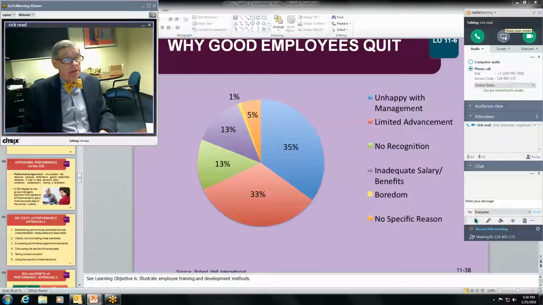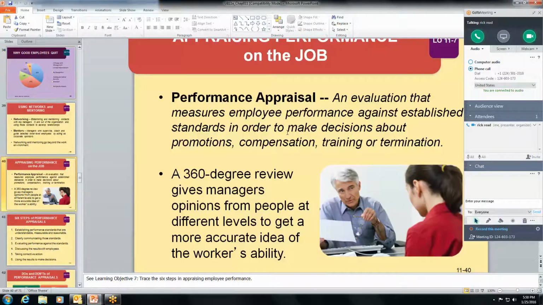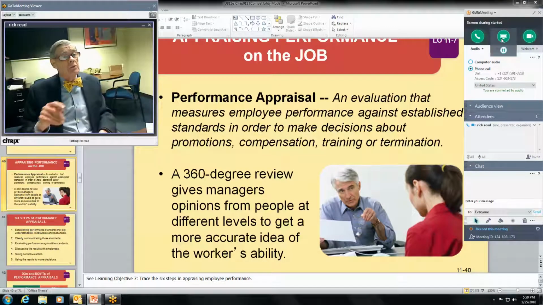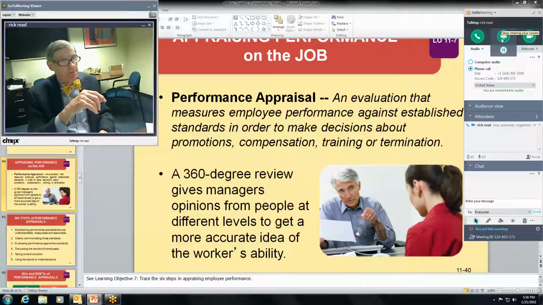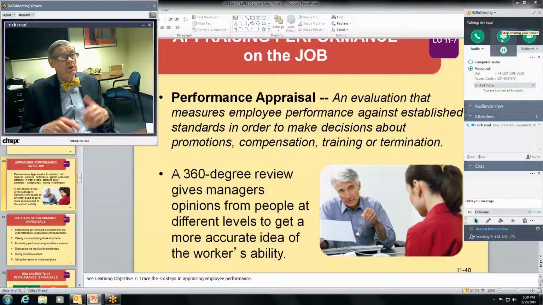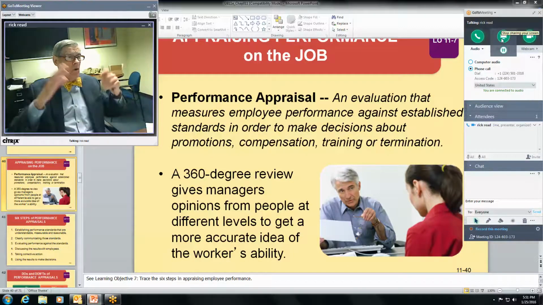We appraise performance for a number of reasons. We want to know how people are doing, if they're doing their job, and we appraise performance against published standards. That would be from the job analysis, job description, job specification. 360-degree is popular today. That is a combination of the supervisor, the employee him or herself, and other people he or she interacts with, customers, suppliers, etc. The idea is it's a holistic type of evaluation that gives a good view of what an employee does.